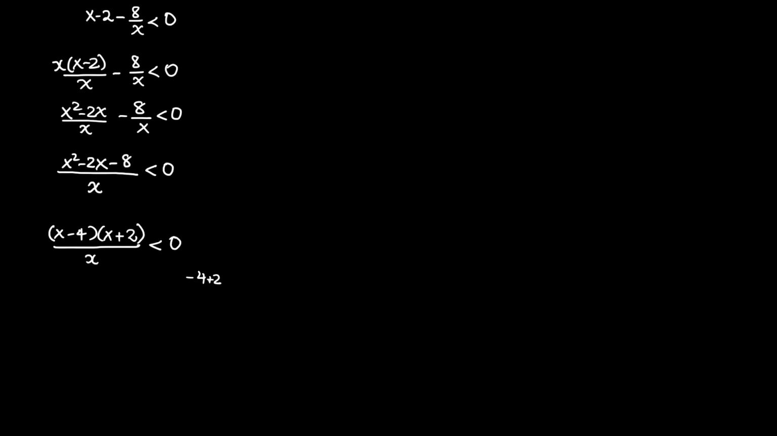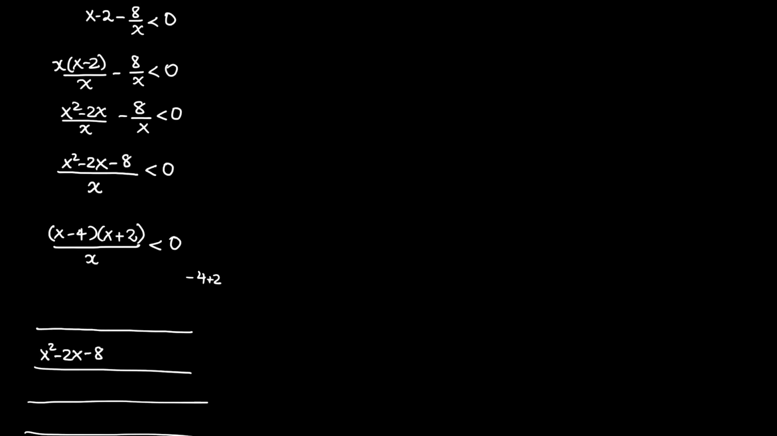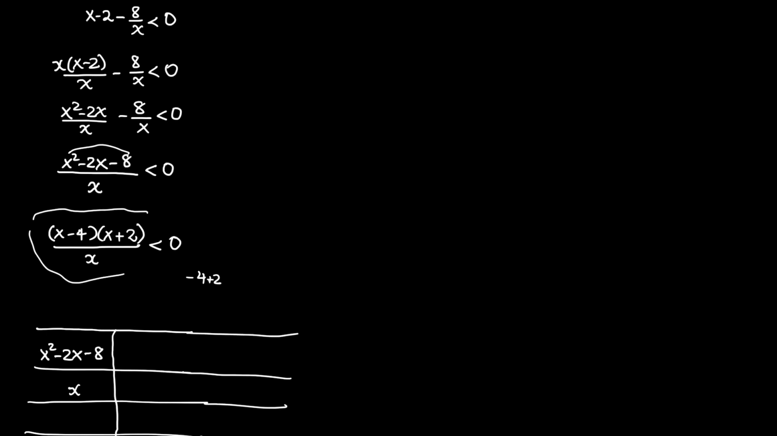Now, from here, I go to the table. This table is very important. The first one is the expression on top, which is x squared minus 2x minus 8. I use this one on top, and we are going to see why. The second expression is the denominator, x. And then I study the sign of the entire fraction, and it has to be negative to be less than 0. So here I have the division, x squared minus 2x minus 8 divided by x.